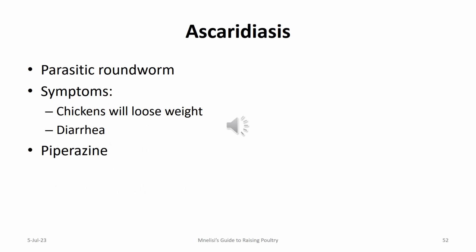Ascaridiasis. This is a parasitic roundworm. The symptoms are as follows. The chicken will lose weight and have diarrhea. You need to give your chickens piperazine.